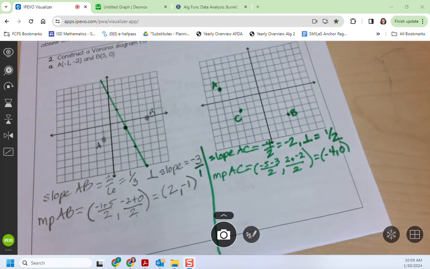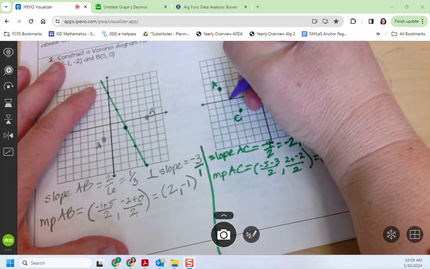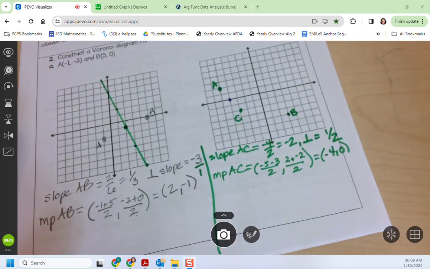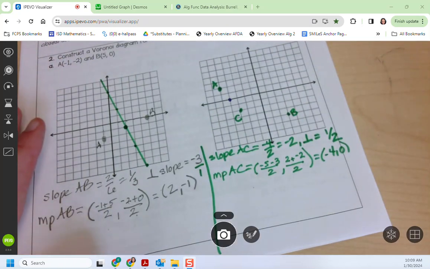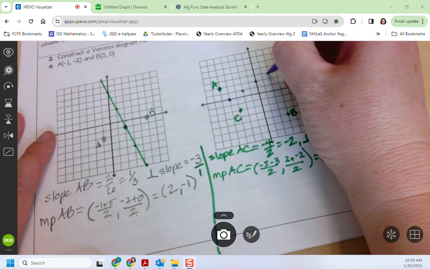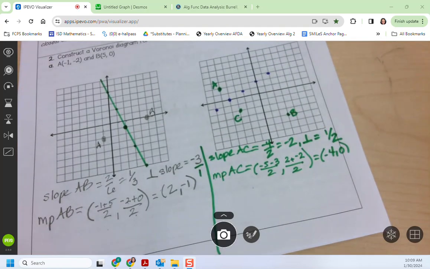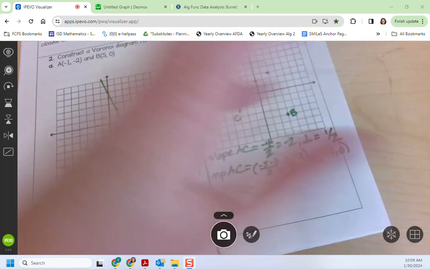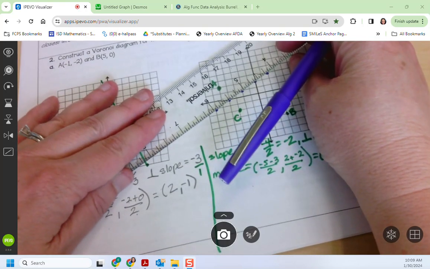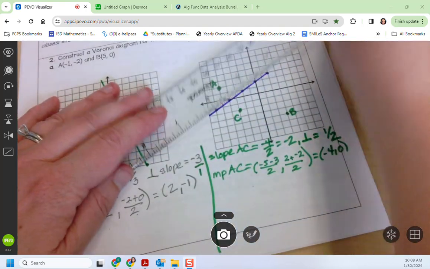Now don't do yours in pen because there'll be pieces that we erase, but I'm going to do mine in pen because I just happen to know where it is going to erase. So negative 4, 0 is here. Eyeball it. It looks like the midpoint, right? And then I'm going to do a slope of 1/2. So up 1 and over 2. Now you can go all the way across your page if you want. I'm just stopping here because I can't erase my pen.